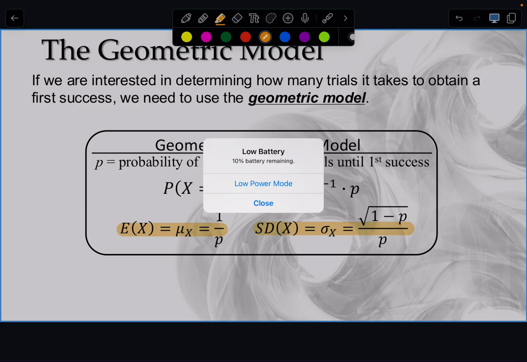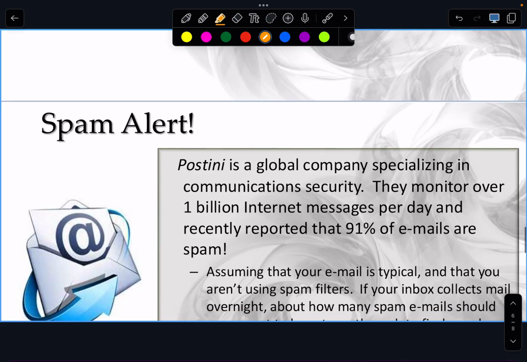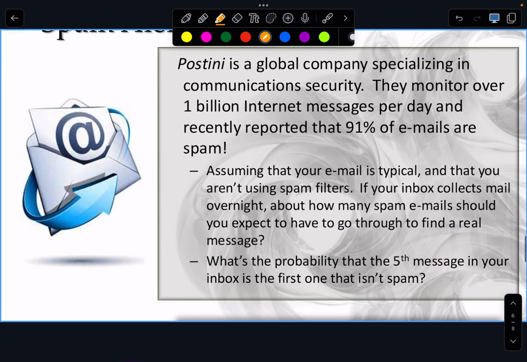So if we look at an example, Postini is a global company specializing in communication security. They monitor over 1 billion internet messages per day and recently reported that 91% of emails are spam. So 91% of emails that get sent to inboxes are spam. So the first question says, assuming that your email is typical, and let's say you're not using spam filters, if your inbox collects mail overnight, about how many spam emails should you expect to have to go through before you find a real message?